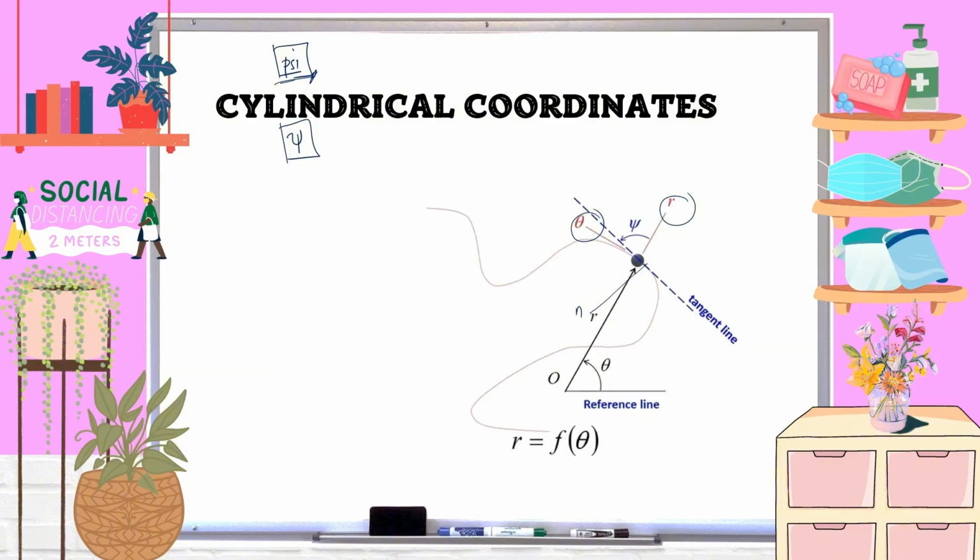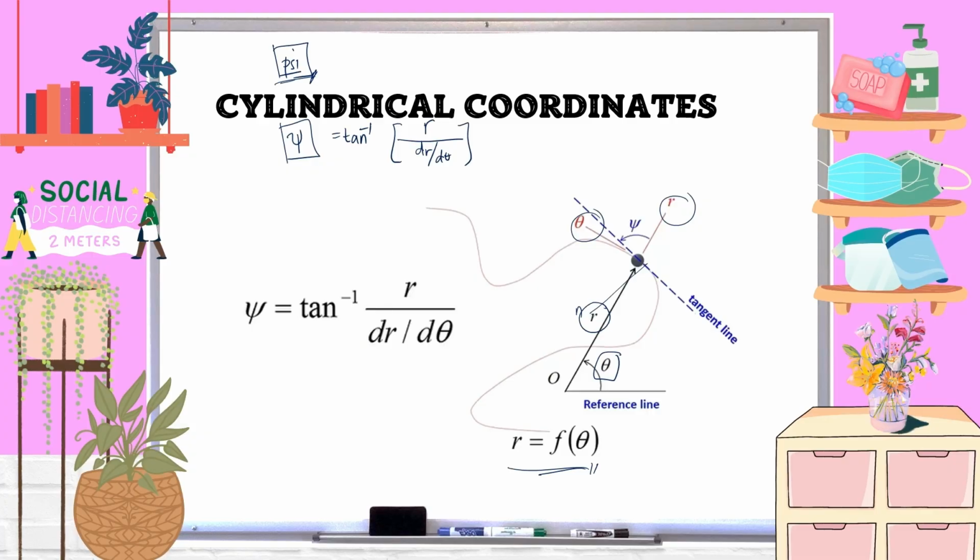Based on the given equation, if we have r represented as a function of theta, or the function of the transverse, we can solve for psi as the arctangent, or tangent raised to negative 1, of r all over the derivative of r with respect to theta. So this will be the additional equation. You will understand that if we now create the free body diagram based on a given problem.